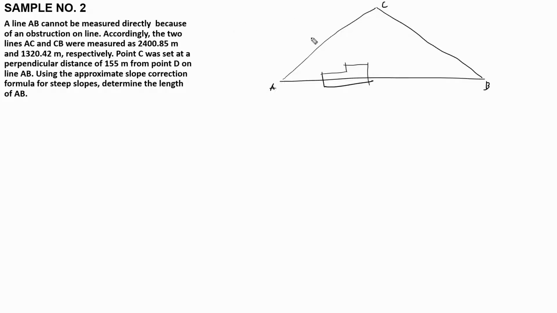We measure AC as 2,400.85 and CB as 1,320.42 meters. Point C was set at a perpendicular distance from point D on line AB. So here is point D, and this is the perpendicular distance. Then, using the approximate slope correction for steep slopes, determine the length of AB.